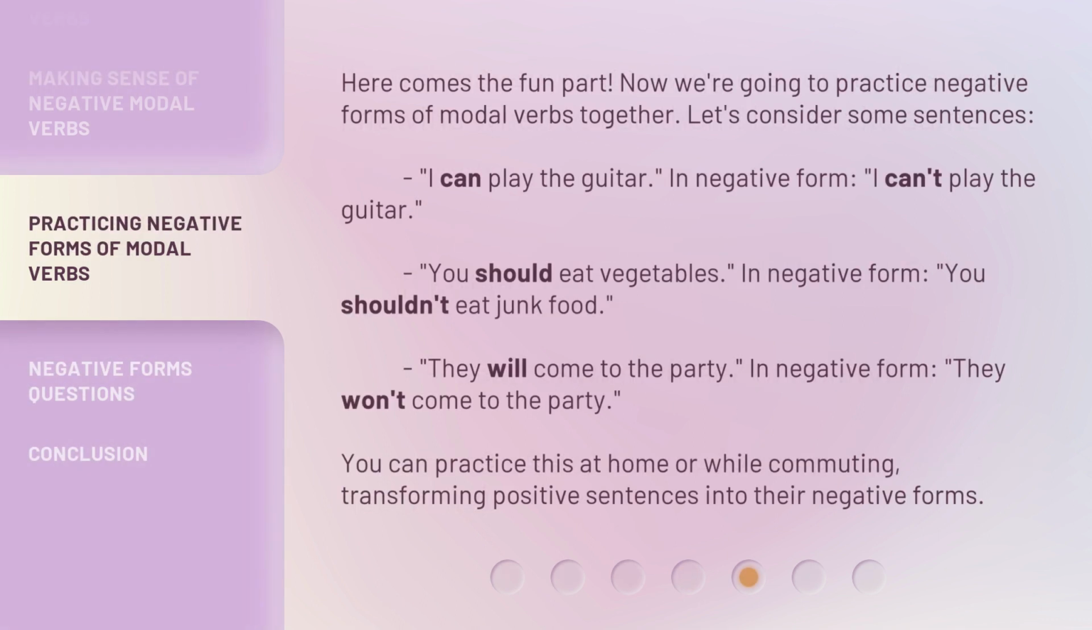Here comes the fun part. Now we're going to practice negative forms of modal verbs together. Let's consider some sentences. I can play the guitar. In negative form: I can't play the guitar. You should eat vegetables. In negative form: You shouldn't eat junk food. They will come to the party. In negative form: They won't come to the party. You can practice this at home or while commuting, transforming positive sentences into their negative forms.